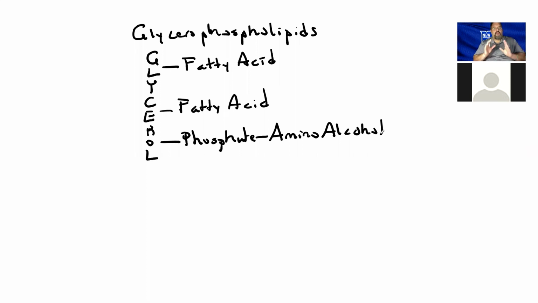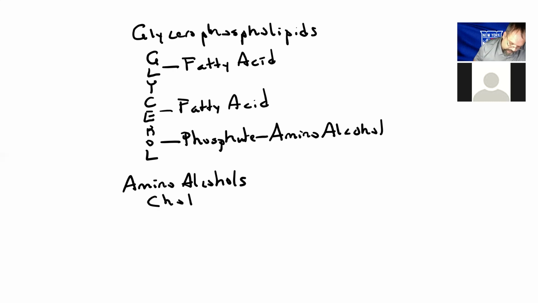So you have glycerol, you have fatty acid, and then you have phosphate, and then you have amino alcohol. Okay, so a couple things. First off, let's talk a little bit about the amino alcohols that you have in your glycerophospholipids. And you do have to recognize the structures of the amino alcohols, because as you saw in the notes, the way that glycerophospholipids are classified is based on the amino alcohol that's present.